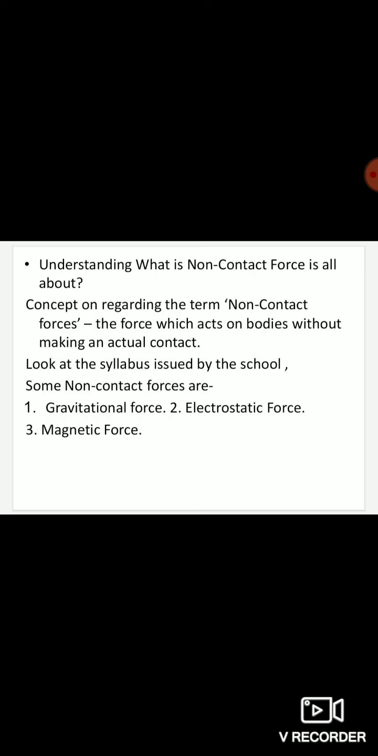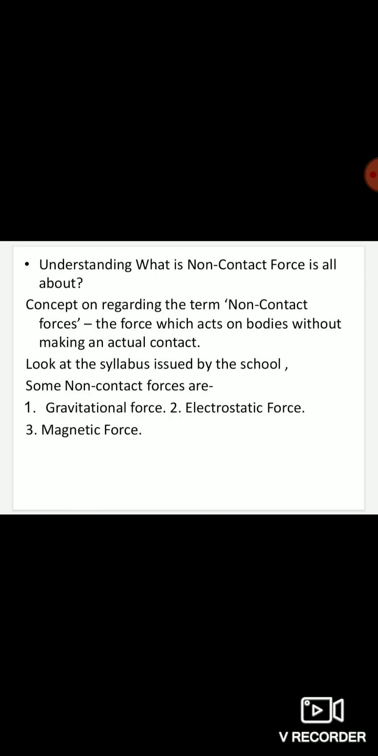Suppose you throw a ball in the air, it will come back to the ground, meaning it is acted on by the gravitational force. Then the electrostatic force, the comb experiment. Suppose you are rubbing a comb on your head and then you put the comb in front of small pieces of paper, then you can see that the comb is attracting the small pieces of paper. That is electrostatic force. And the magnetic force: the magnetic force is used in industrial plants to lift or move some objects with the help of the magnet.